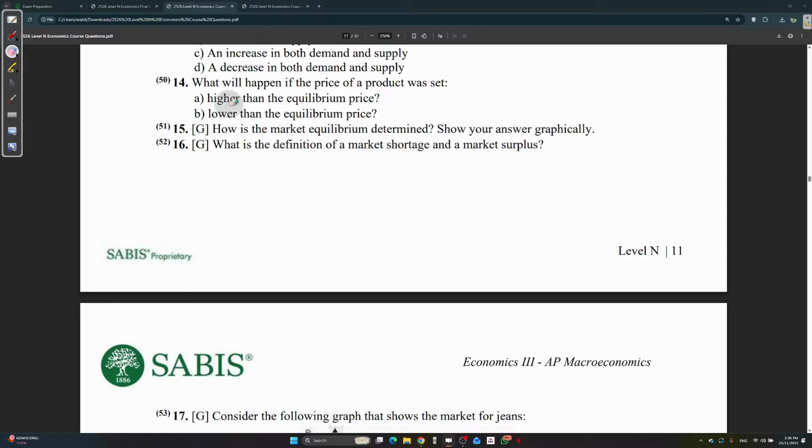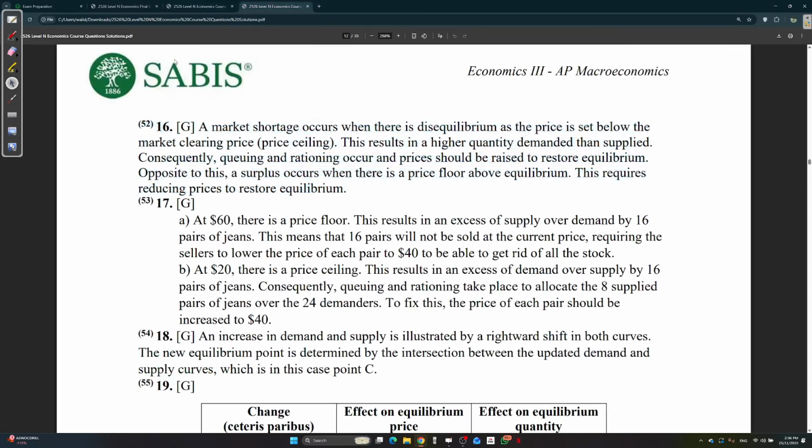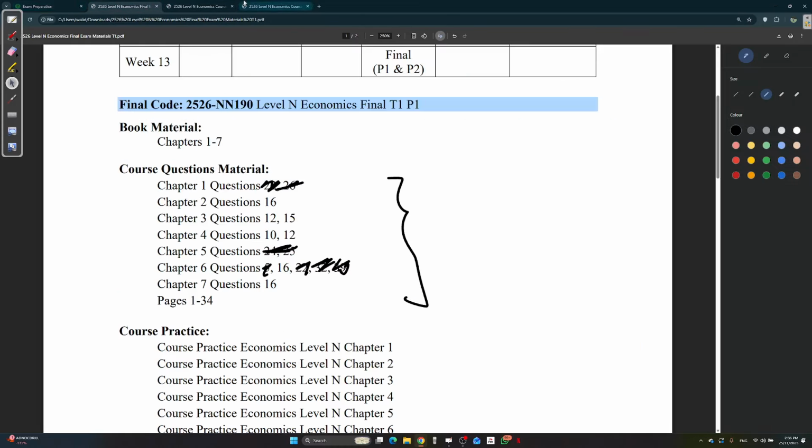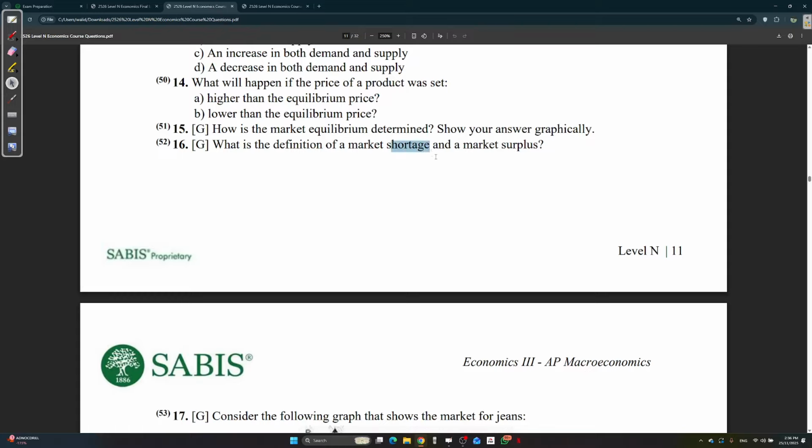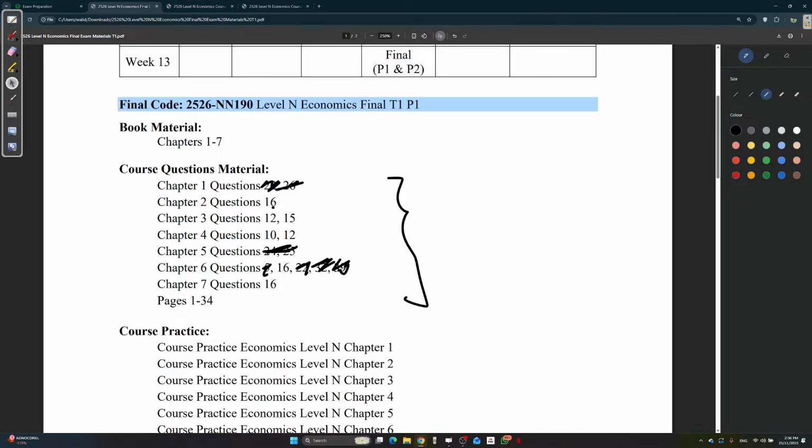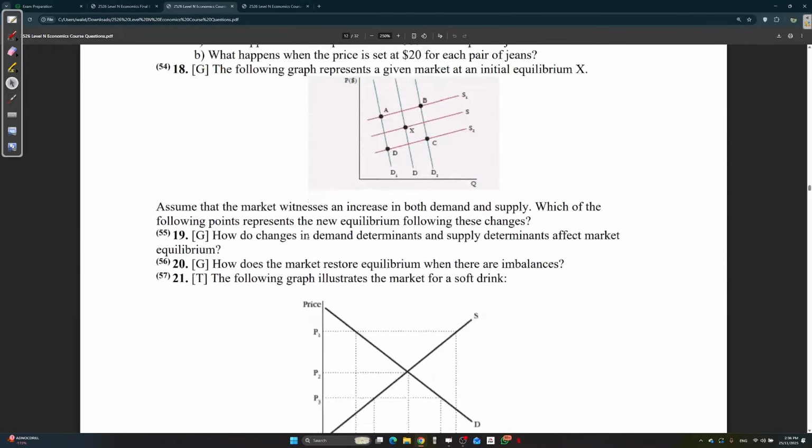Market surplus is the opposite, when prices are above equilibrium, something like this. Alright, now when prices are above equilibrium, that means there's an excess in supply, and to fix that, to correct it, you must reduce the price. Okay, so very easy. Just know that shortage is when prices are below equilibrium, surplus is when prices are above. To correct a shortage, you increase prices. To correct surplus, you decrease prices. Okay, 16 done. Yalla, 12, chapter 3.